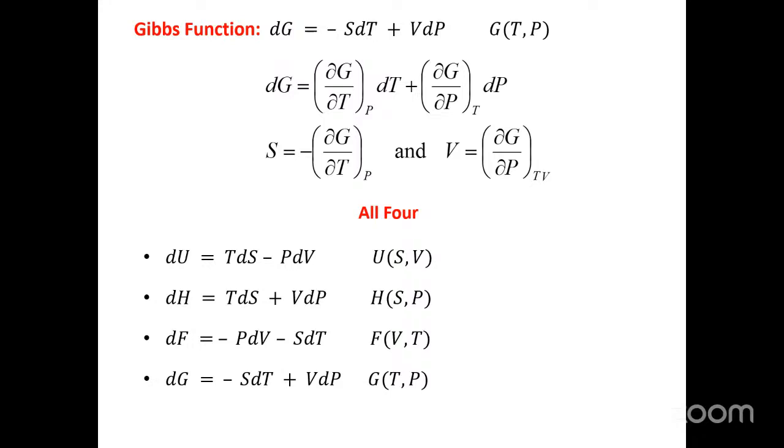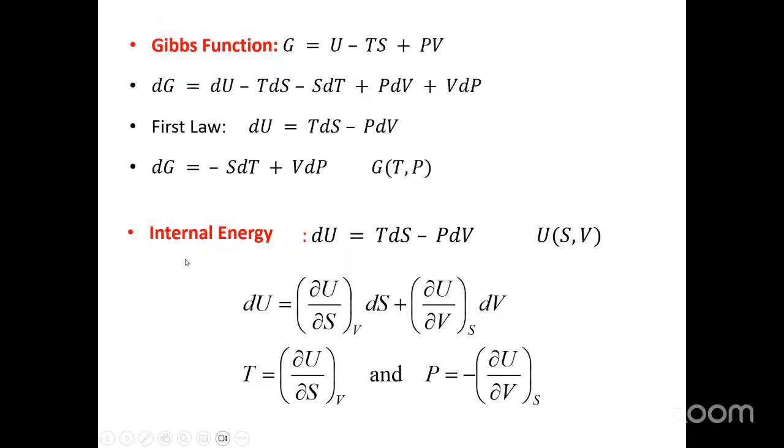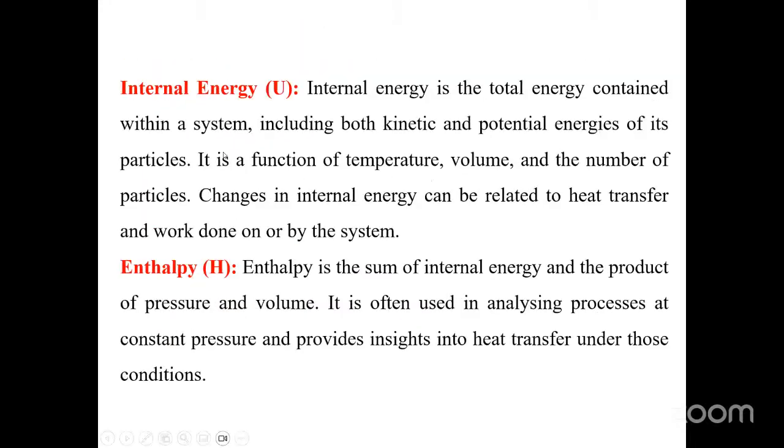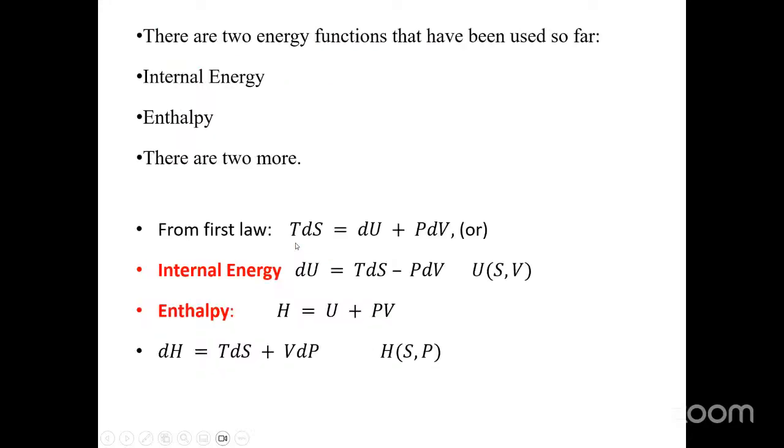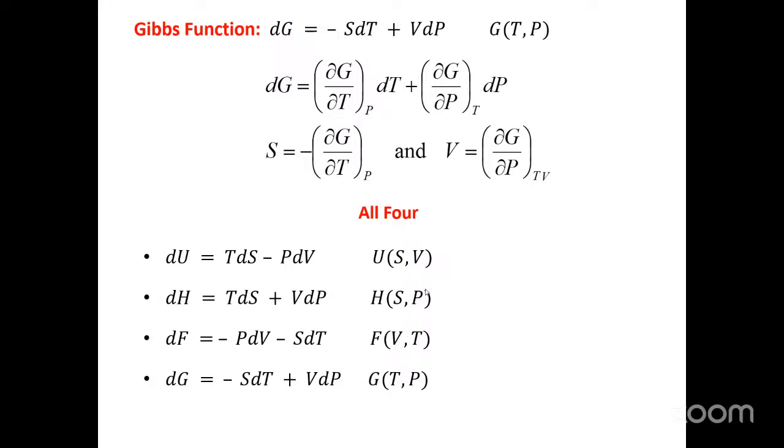So finally we will tell Gibbs and Helmholtz, internal energy and enthalpy. Internal energy, enthalpy, Gibbs, Helmholtz. These four. We will use these equations as the main equations for all these four. dU. What is dU? Where did we take U? Internal energy. U is internal energy, enthalpy is H, Helmholtz is F, and Gibbs is G. Finally, we will note down these equations.